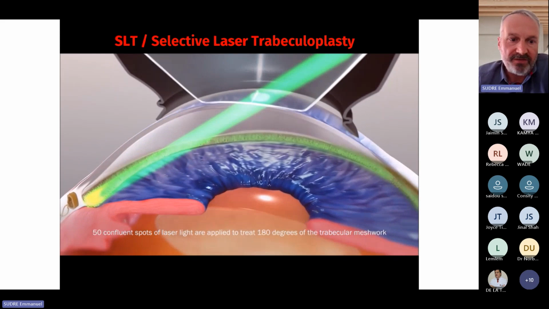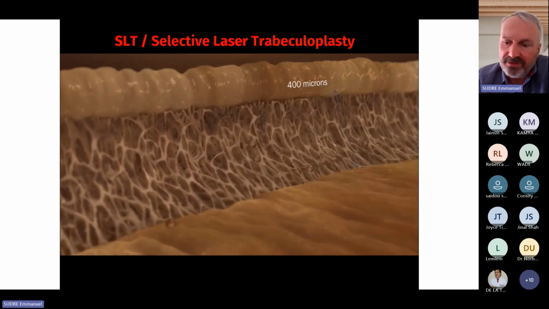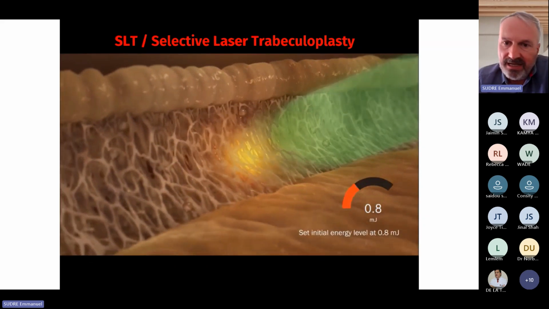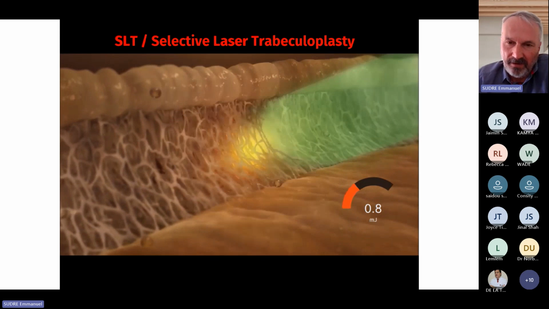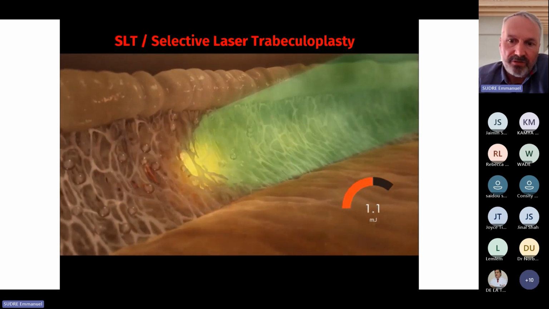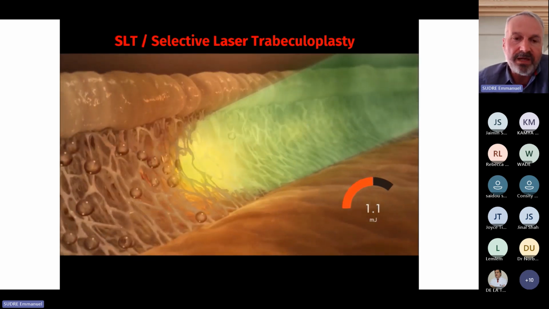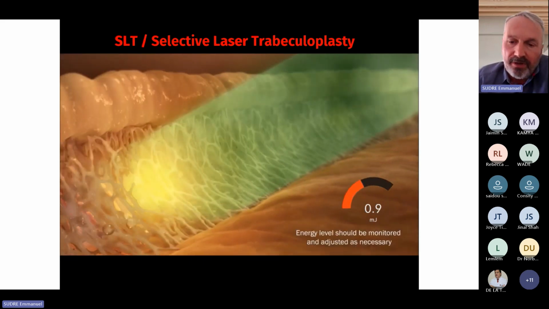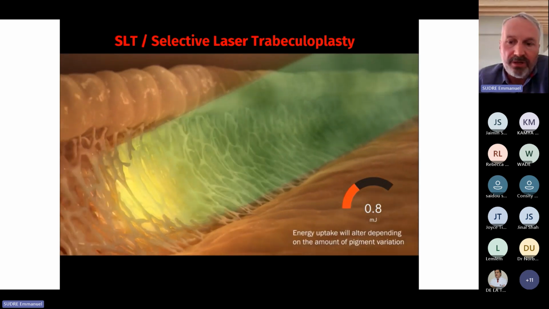Usually we deliver 50 spots over 180 degrees. The spot size is 400 microns, and we have the champagne bubble effect. That means we do a little cavitation effect, which is the threshold of the laser effect. Usually we use between 0.8 millijoules and sometimes 1.2 millijoules, and we have to adjust this energy according to the bubble effect. We should reduce by 0.1 millijoule if we have too much bubble.